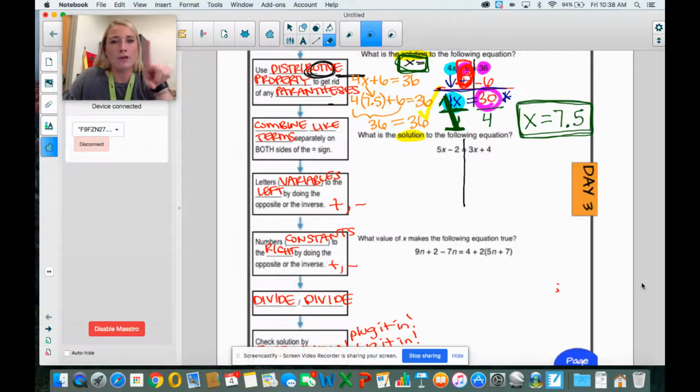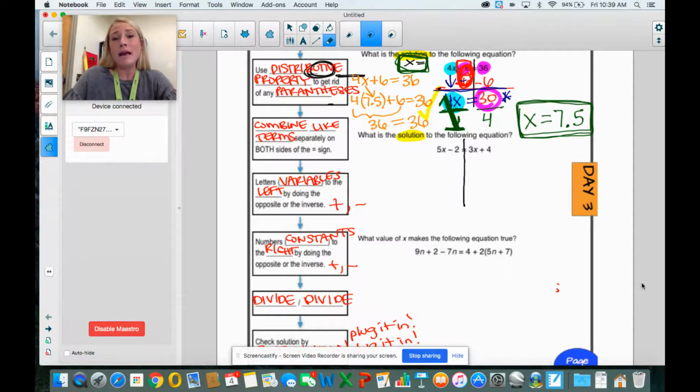My first step was to distribute. I don't have any parentheses, so I can skip that step. Second step, combine like terms. On the left side, 5x minus 2, is there anything that I can combine? No, there's not. So I go to the right side. Is there anything that I can combine? Again, there's not, so I can skip that.